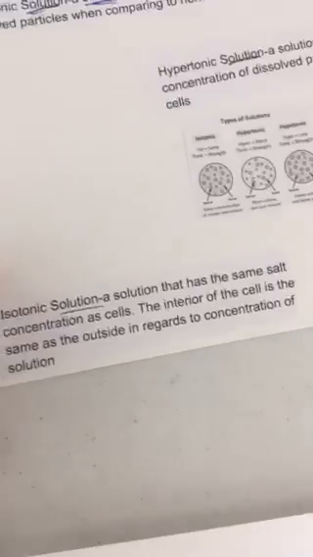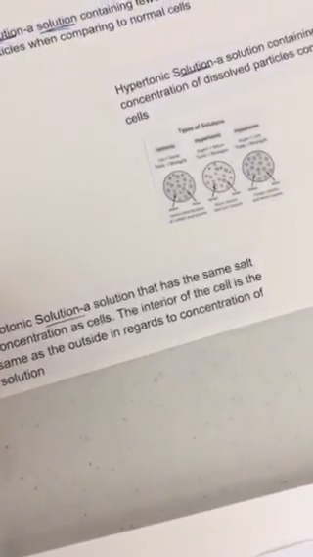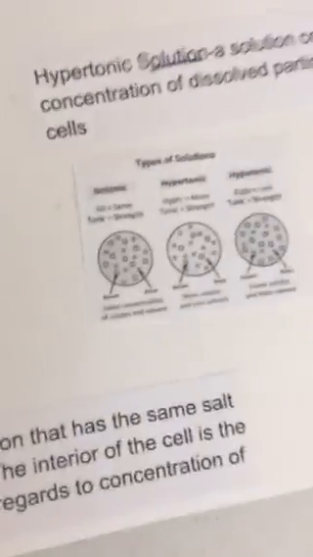And then finally we have isotonic solution, which is a solution that has the same salt concentration as cells. The interior of the cell is the same as the outside in regards to concentration of the solution. And here are some pictures of that.